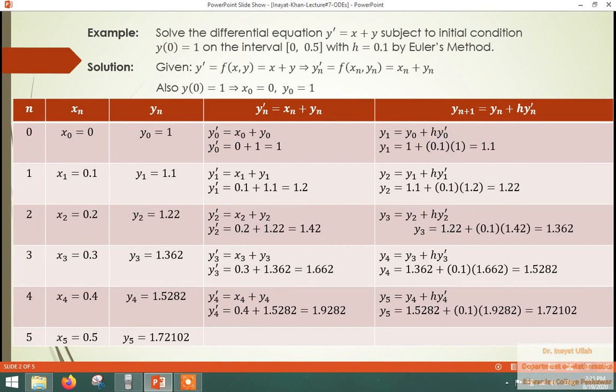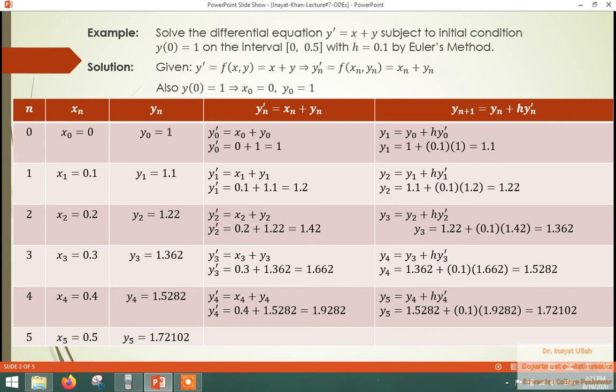Now replacing y naught by 1, because y naught is 1 from here, plus h is given to you as 0.1, so replacing h by 0.1, and y naught prime is from this column, y naught prime is equal to 1, so replace y naught prime by 1. So this is the value for y1. Calculating this sum, you will get y1 is equal to 1.1. So this whole row is about n is equal to 0.